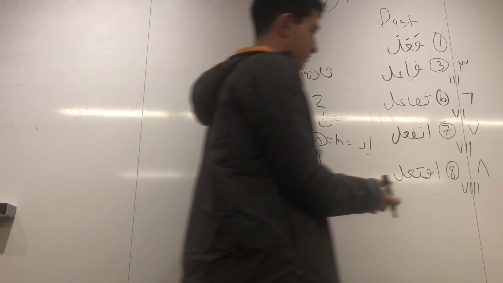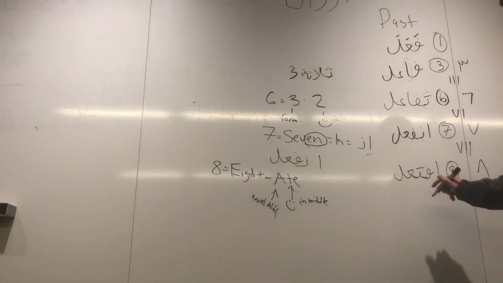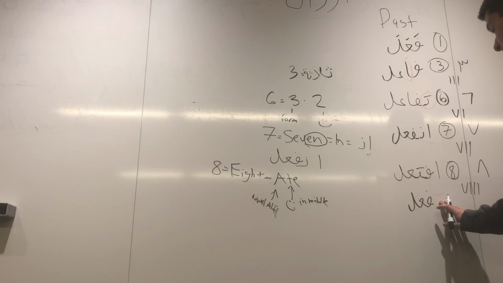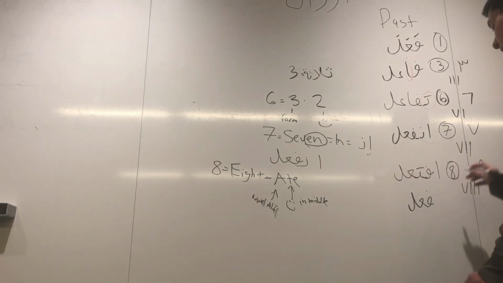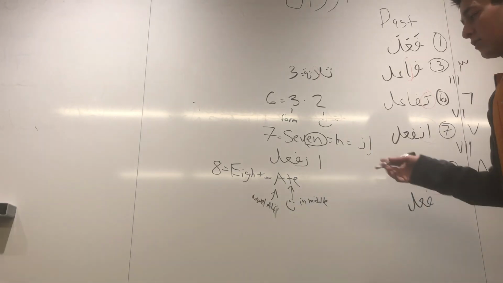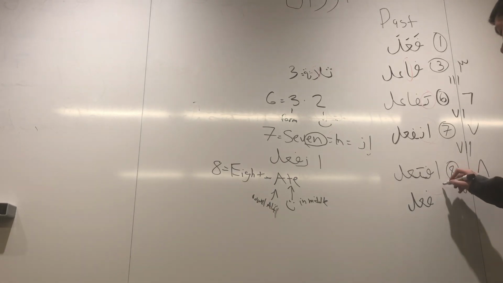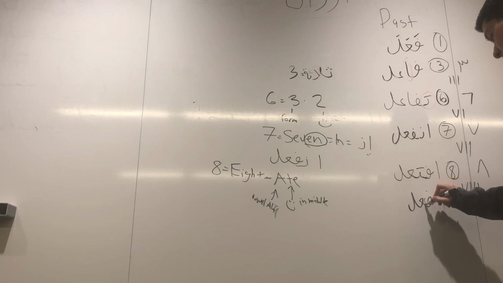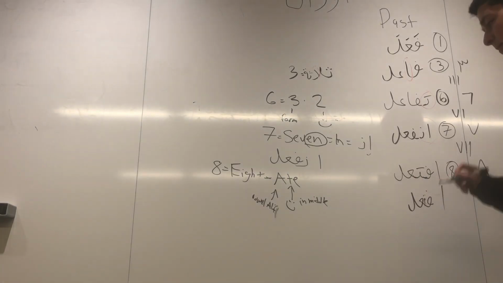So if we look at our wazn, it starts with an alif. We take our base form, fa'ala, put an alif in the beginning, because remember 8 starts with a vowel, so our wazn is going to start with an alif, and then we have a ta in the middle, ifta'ala. So that is form 8.